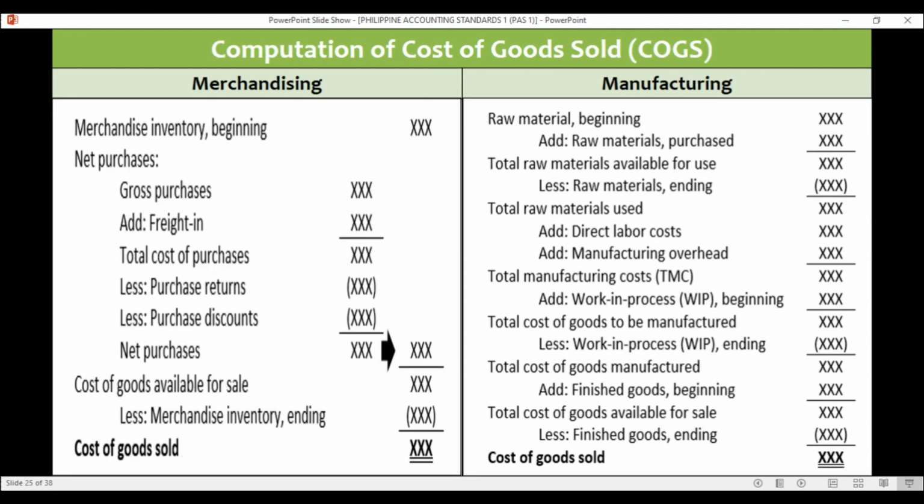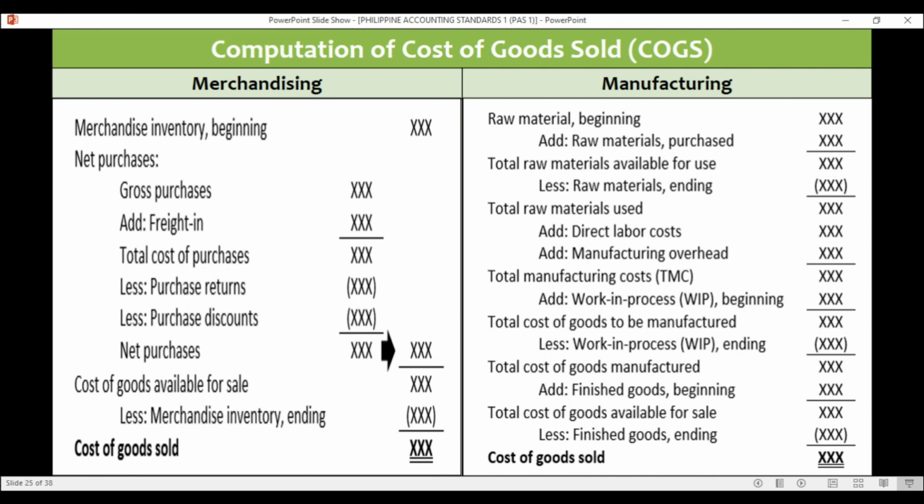Computation of your cost of goods sold depends on the nature of the business concern. For merchandising entities, we use the merchandise inventory account. So merchandise inventory beginning plus the net purchases, there we have the computation of the net purchases. Then combine the two, we have the cost of goods available for sale. Then less the merchandise inventory ending, we can have the cost of goods sold already. So it's a less complicated way of computing cost of goods sold.